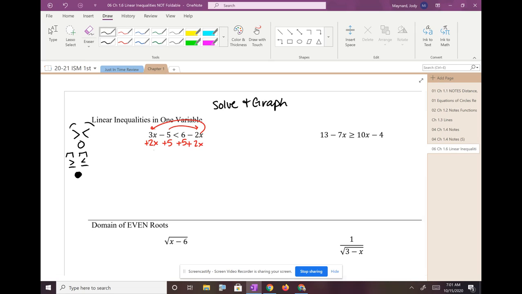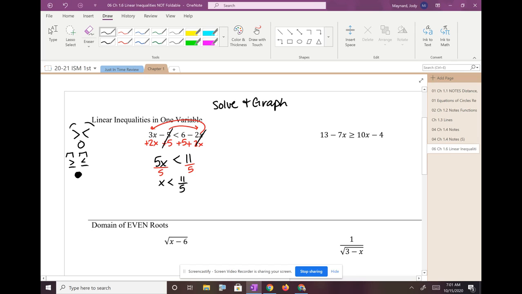All right, so this leaves me with 3x plus 2x is 5x. Negative 5 plus 5 goes away, is less than, keep the sign. 6 plus 5 is 11, and negative 2x plus 2x is 0, that goes away. So now we have 5x is less than 11. To solve for x, you divide both sides by 5. Yes, I realize this is going to give you a fraction. Leave it in fraction form, okay? So x is less than 11/5.